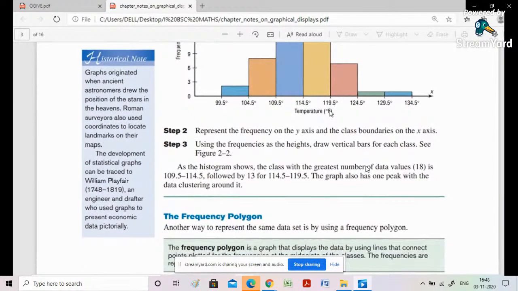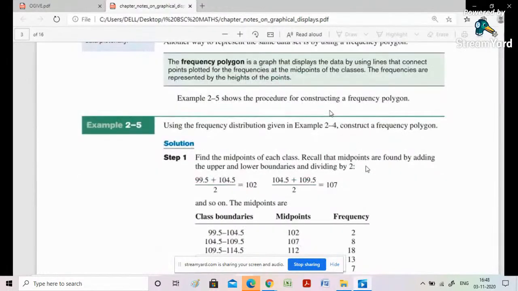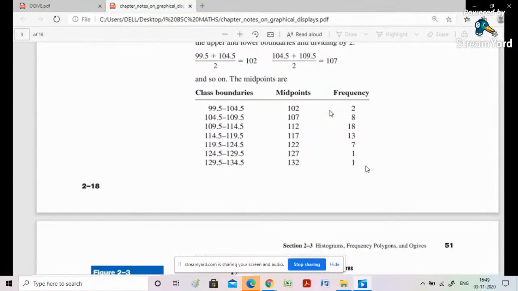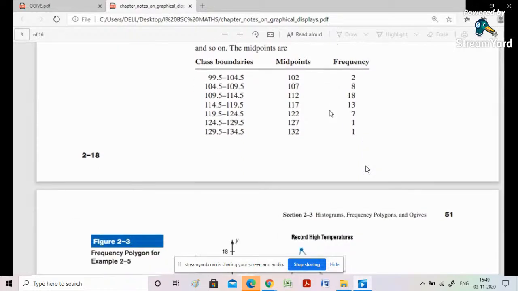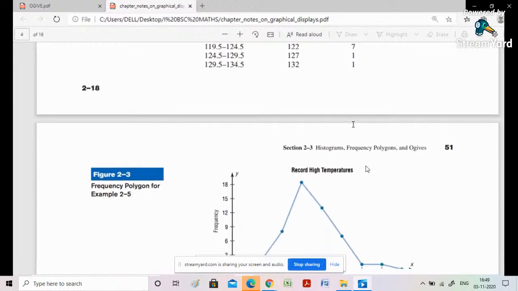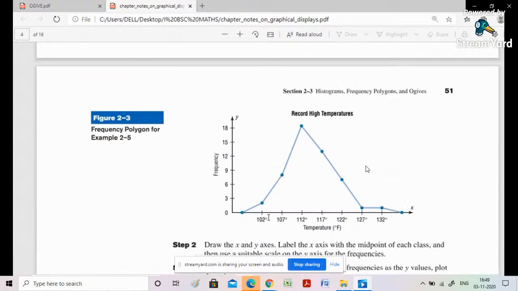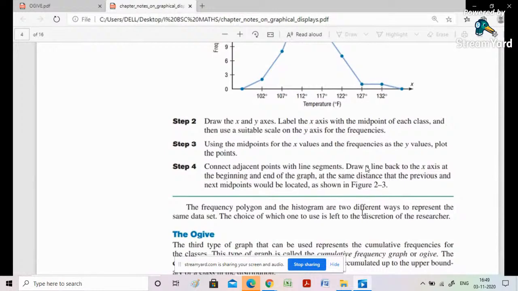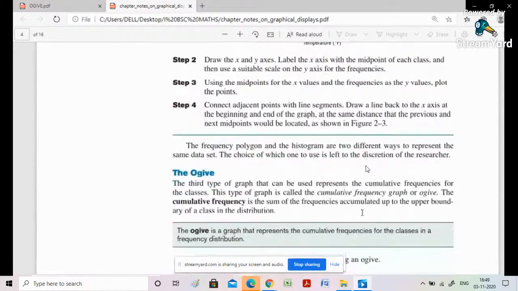So let us consider this same example. The midpoints are noted, and the frequencies are again written. Then through those midpoints, they have plotted the frequency polygon. Very simple to understand. You can draw it in your notebook using this example itself.